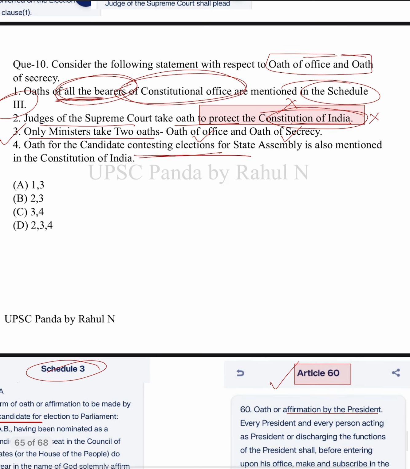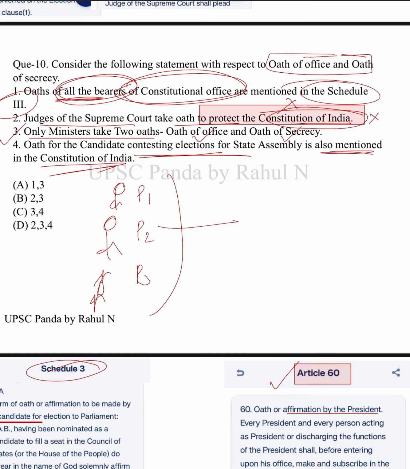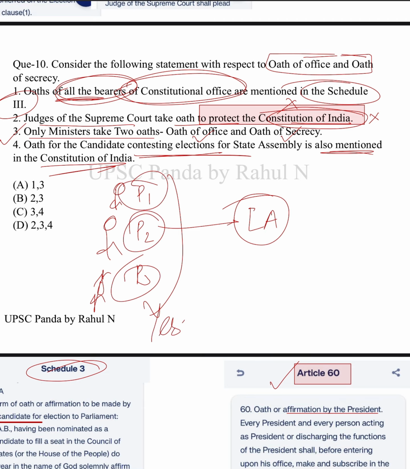So, oath for the candidate contesting election for the state assembly is mentioned in the Constitution of India. There are multiple candidates. See, party A, party 2, party 3, सबके candidates हैं। उनको contest करना है election for the State Assembly, Legislative Assembly. तो क्या ये candidates भी oath लेते हैं? Yes, they take the oath before the Returning Officer, meaning the Election Commission of India का representative, उसके सामने ये oath लेते हैं। क्या उनकी oath लिखी है Constitution of India में? Yes, it is there. Read this.